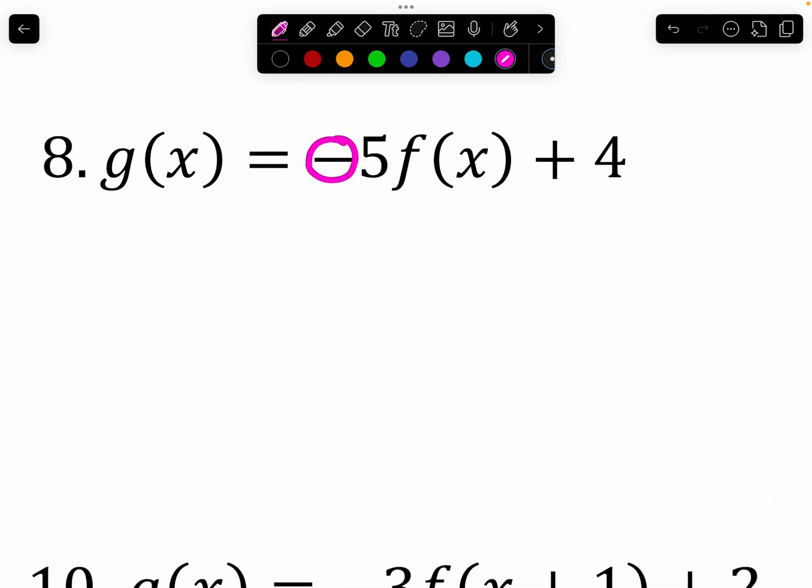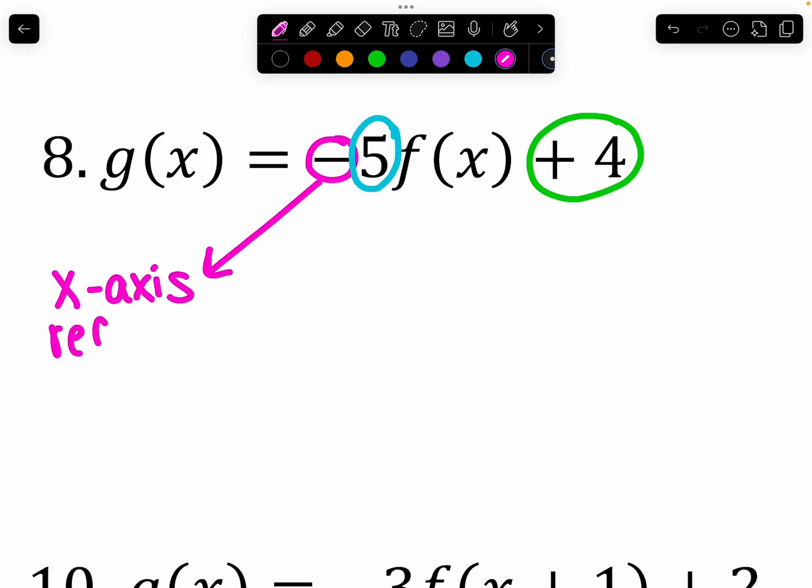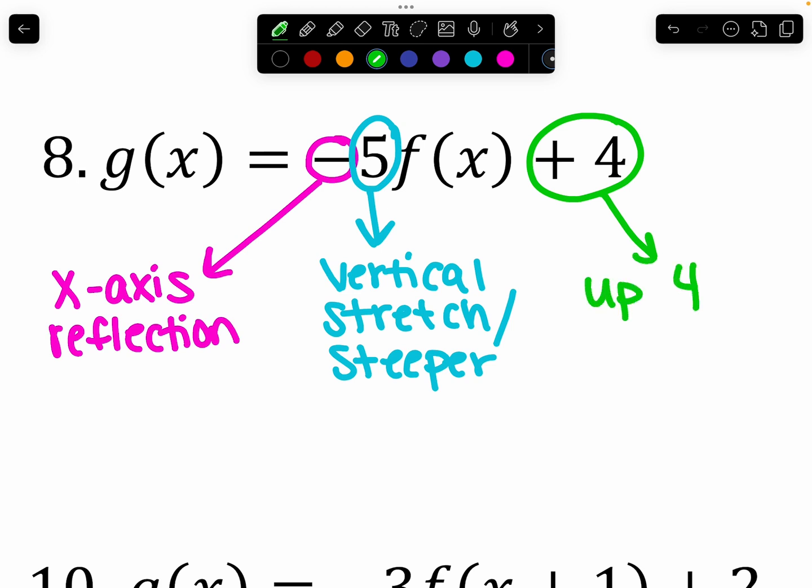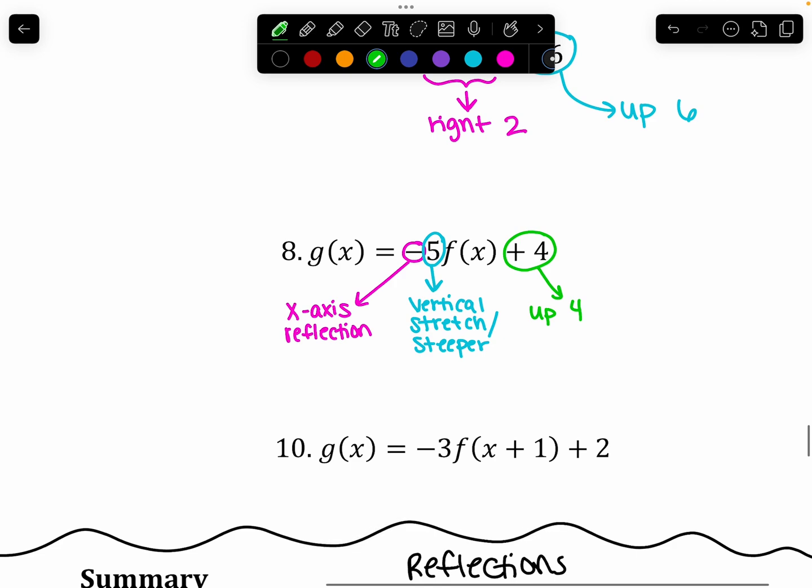All right, number 8. There are 3 things happening here. We have a negative, we have a 5, and we have this plus 4. The negative is on the outside of F, so this is going to be an x-axis reflection. The 5 is in front of F, which means it's a vertical change. And it's going to be the change that we want it to be. This is going to be a vertical stretch. This is also my graph getting steeper. And then the plus 4 is not in parentheses. It's independent, so it's going to do what it wants. It's going to move up 4.